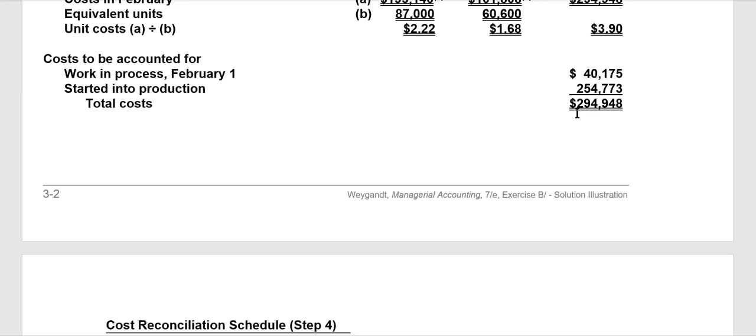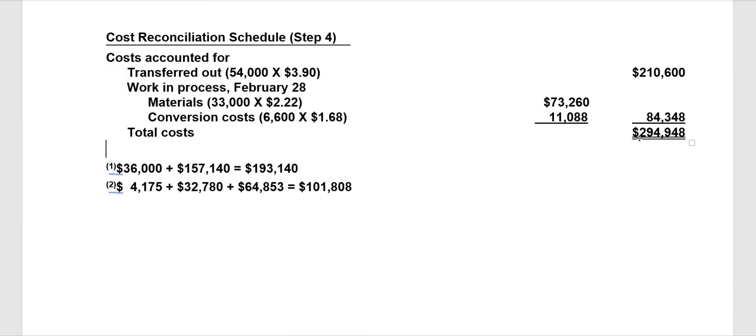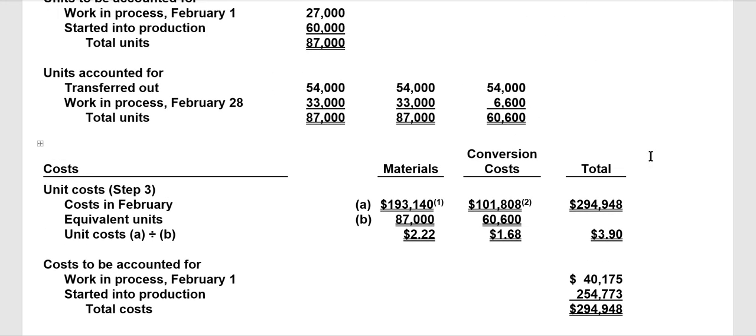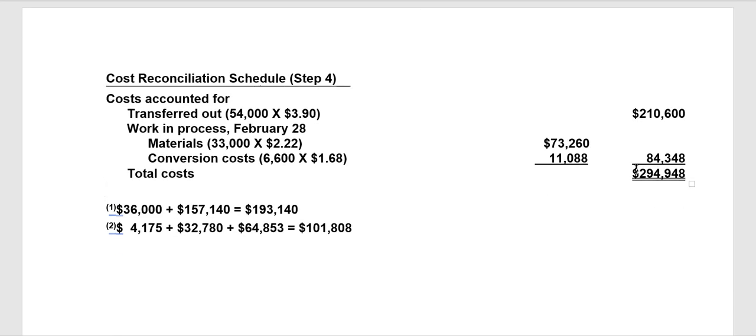Notice that this total cost accounted for of $294,948 is equal to the cost to be accounted for of $294,948. Sometimes rounding may be required when you're calculating the cost per equivalent unit, and so the reconciliation may not be 100% precise. In other words, you'll have to round your numbers, but in this example it worked out nicely.